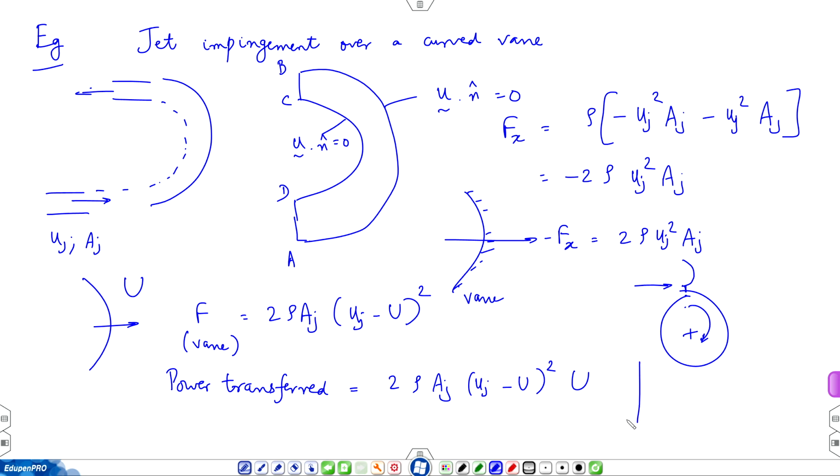So, if I plot this power as a function of capital U, it will show a maximum and then go down. It is 0 here and this is uj, somewhere it is a maximum. So, you can differentiate, set equal to 0 and show that it is indeed a maximum, and then you will get capital U equal to, I think, uj divided by 3.